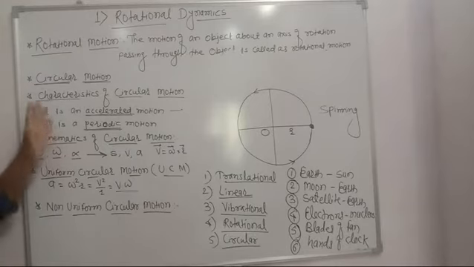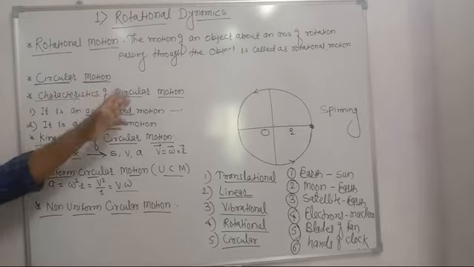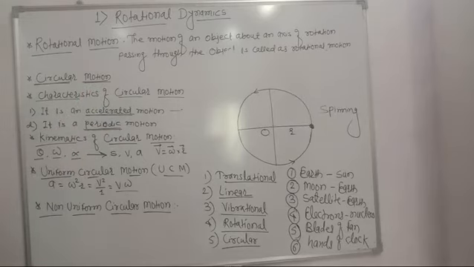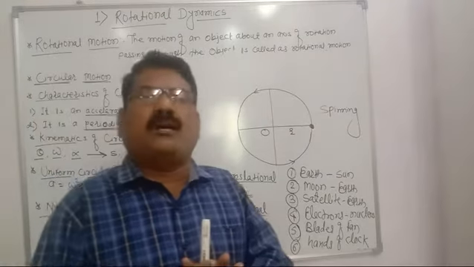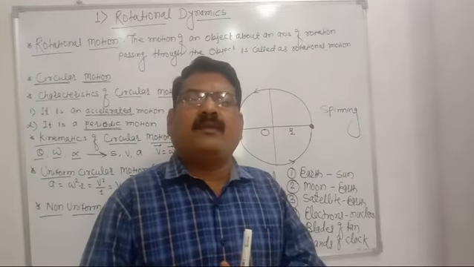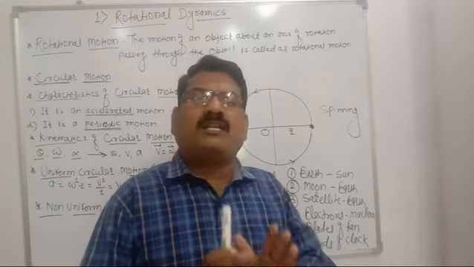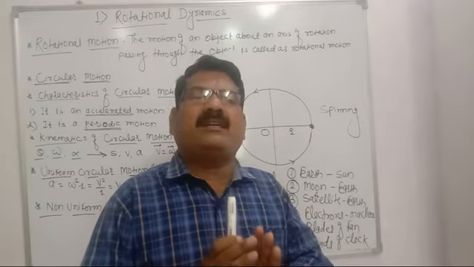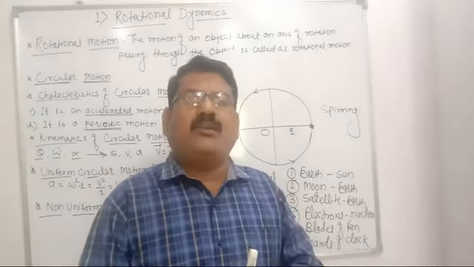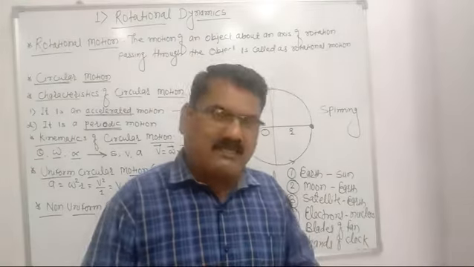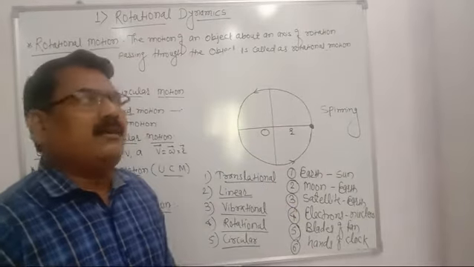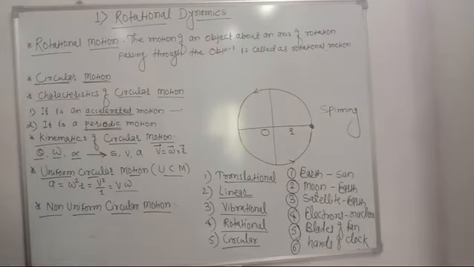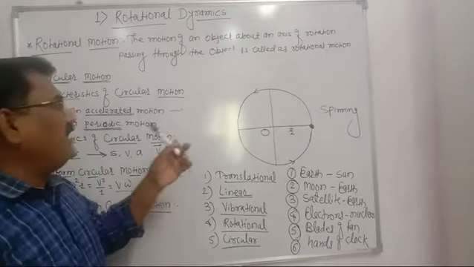Now let us see the important characteristics of circular motion. There are two important characteristics of circular motion. Circular motion is an accelerated motion, and second, it is a periodic motion. Why is it accelerated and periodic?